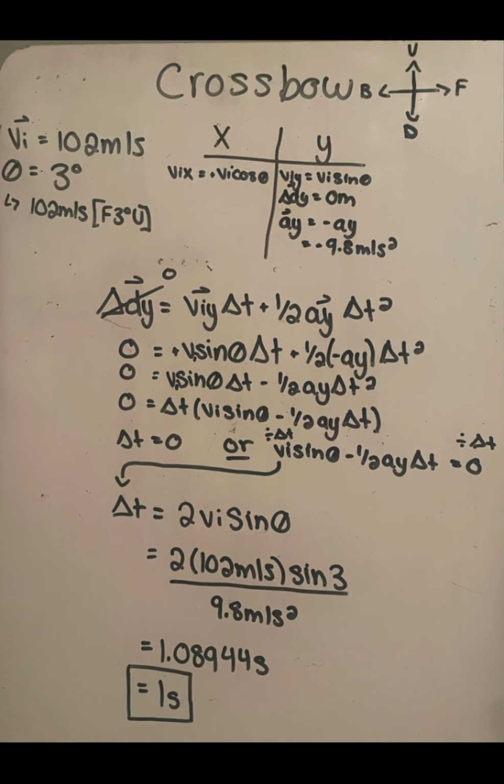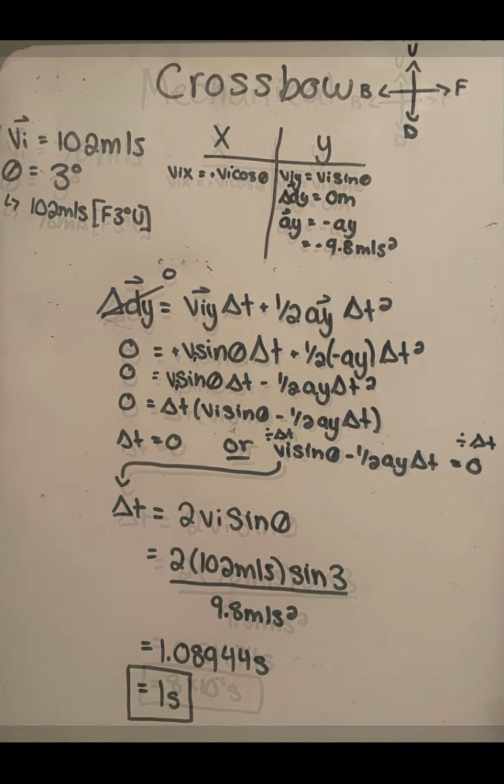I found my x and y equations and plugged them into my total equation. Eventually, I solved for the time at which vy equals 0, or v sine theta minus 1/2 a_y delta t equals 0. I brought that down, plugged in my givens, and wound up with 1 second as the time of flight.